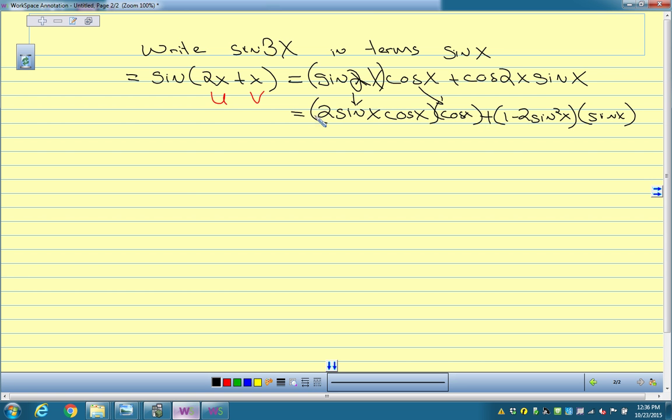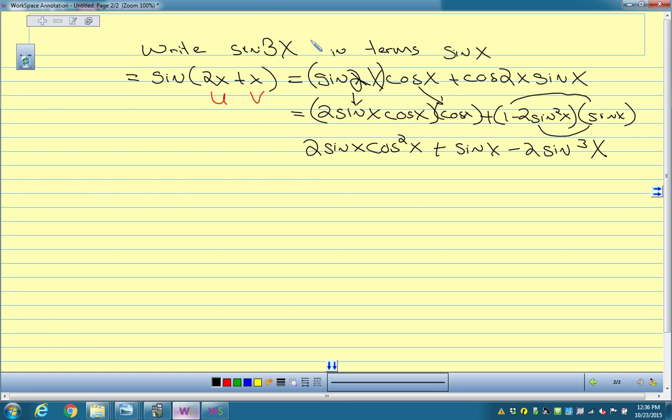When you simplify that, this part becomes 2 sine x, cosine x times cosine x makes cosine squared x. Plus, you distribute this and you get sine x minus 2 sine cubed x. Do you guys follow what I just did? I'm just doing algebra here.